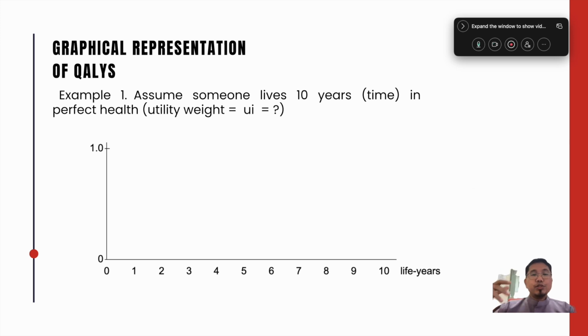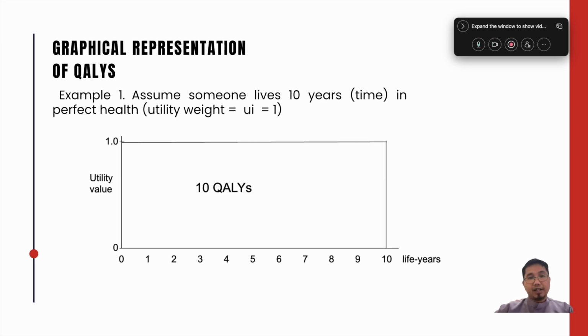Okay, we assume that someone lived 10 years. So the 10 years is time, the T. In perfect health, how much is the utility weight for perfect health? It's actually 1, right? So graphically, it means he lives for 10 years in perfect health. So he has U multiplied by T, 1 multiplied by 10, so he has 10 QALYs.